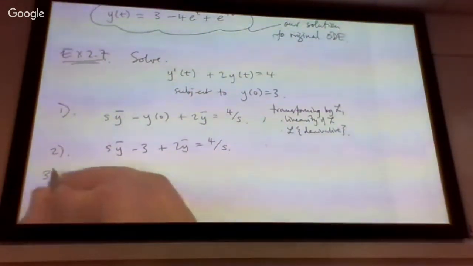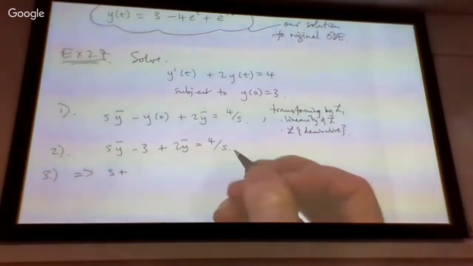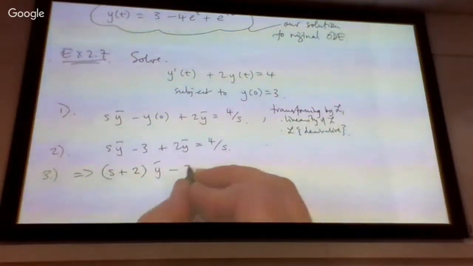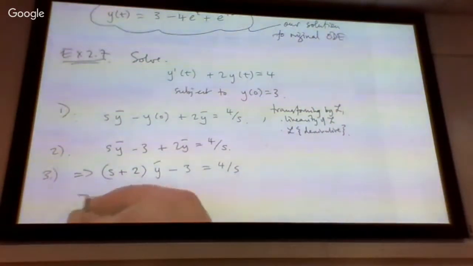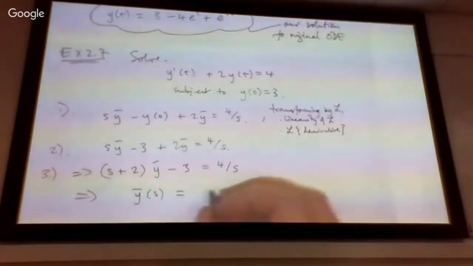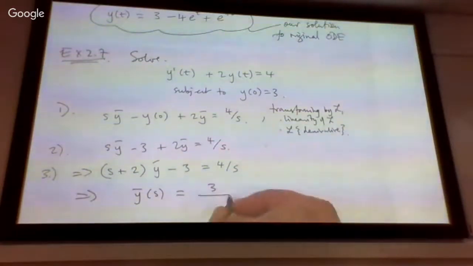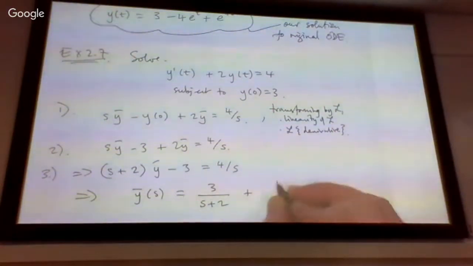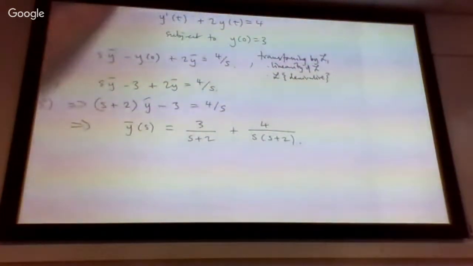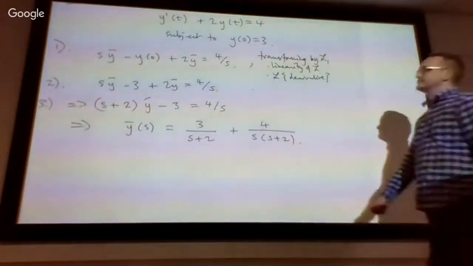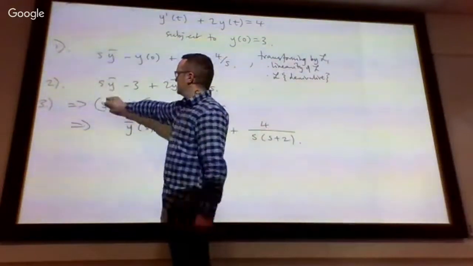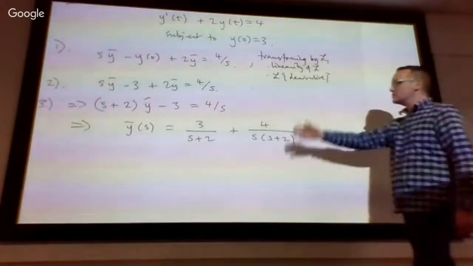And then we're into step 3, solving the transformed equation. Now if you look here, you've got s plus 2 multiplying y bar minus 3 equals 4 over s. So algebraically, we can solve that to get our unknown function y of s. It's going to be 3 over s plus 2 plus 4 over s times s plus 2. Just rearranging the equation, just algebraically solving it. So y bar is a common factor there, factorize it, you get s plus 2, divide both sides by s plus 2, move the 3 over.